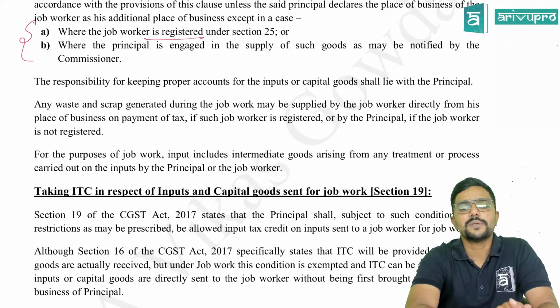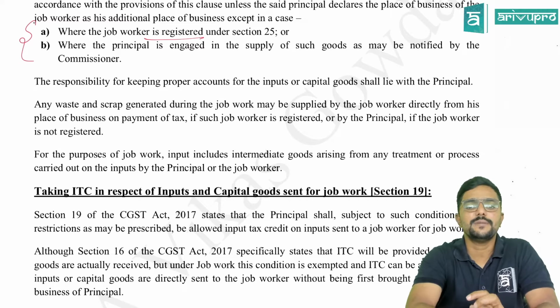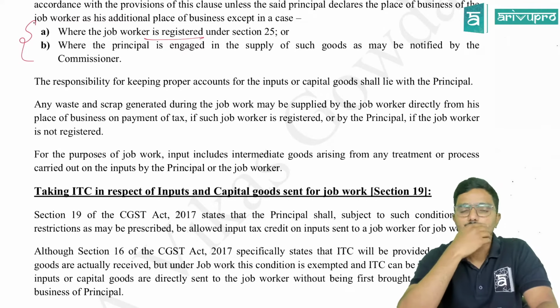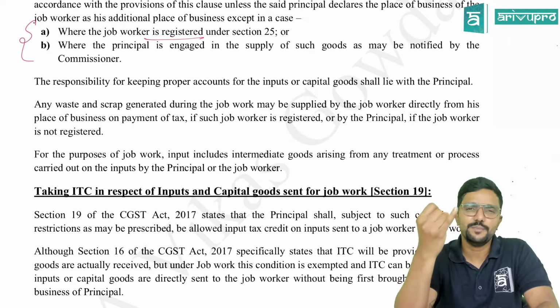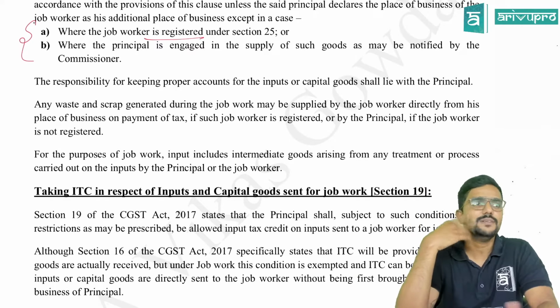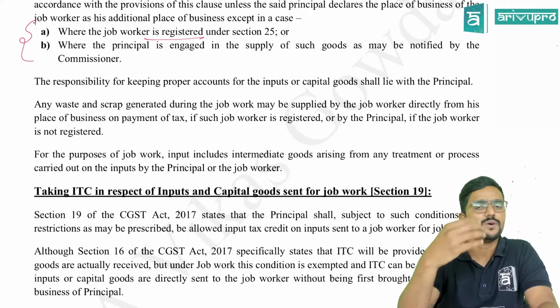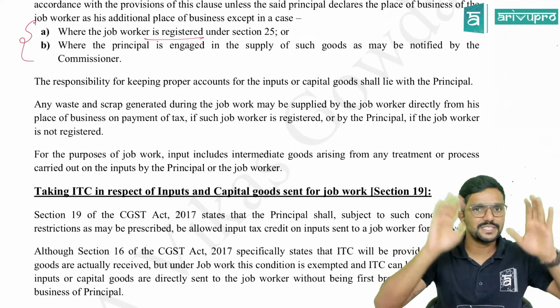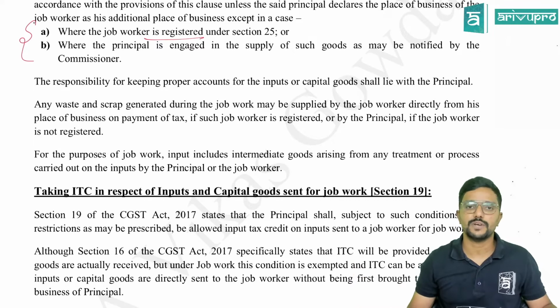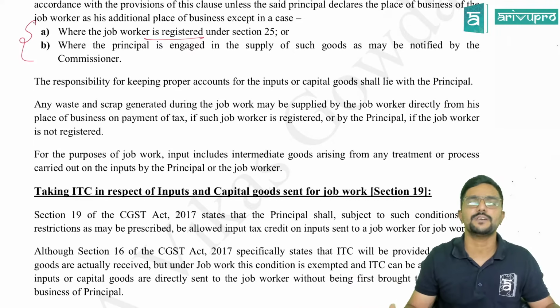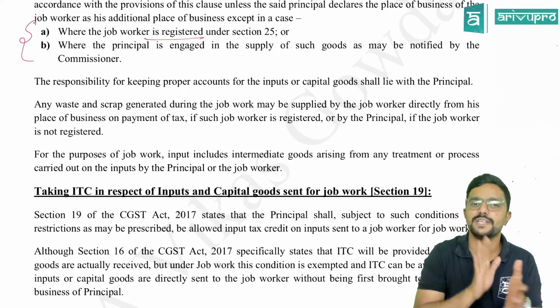Next, for the purposes of job work, input includes intermediate goods arising from any treatment or process carried out on the inputs by the principal or the job worker. So see, whatever goods have been sent to the job worker, it can be inputs or intermediate goods. For example, my example, textile industry. So already the shirts and pants have been stitched. Only for button and zip stitching or part, the goods have been sent to the job worker. So what goods are sent? Intermediate goods, on which partly work is already done.